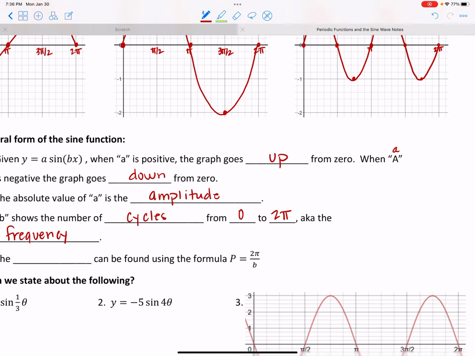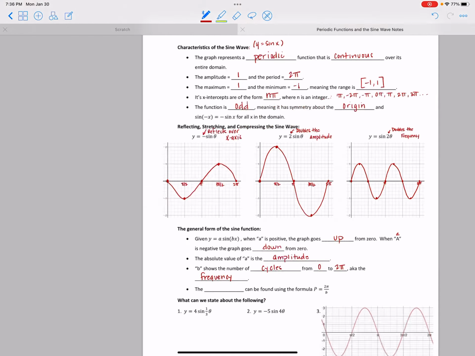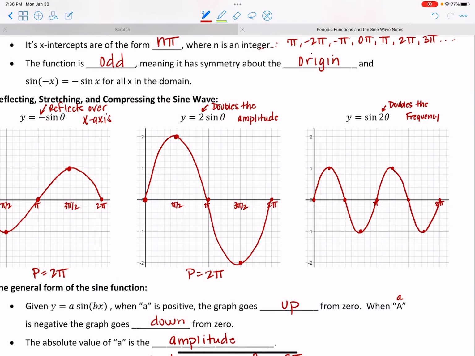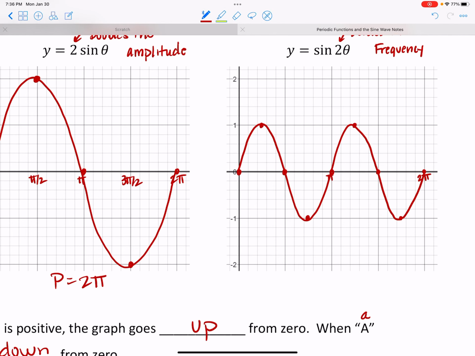So let me go back to this one here where the frequency changed, because this was one cycle that happened from 0 to 2 pi. So the period here is 2 pi, and that's the standard. That's what's happening in our parent form. But over here, when we change the frequency, we're changing the period. So the period, remember, is the horizontal length for one cycle. So one cycle didn't take 2 pi to happen. This one cycle happens over pi. So this one, the period is pi.